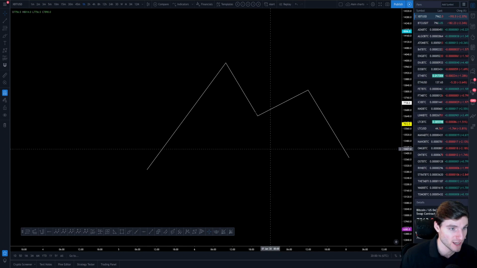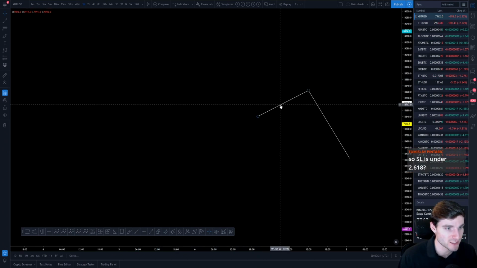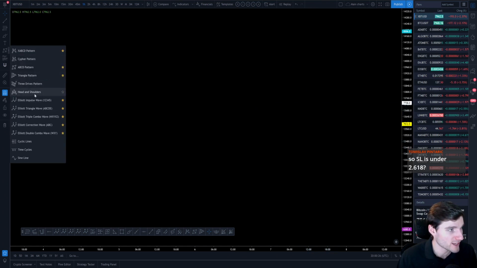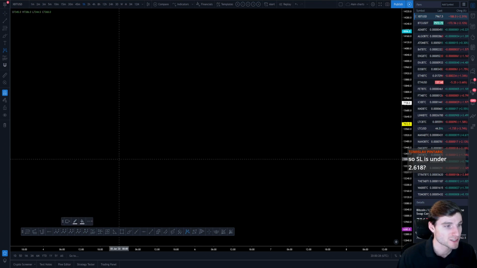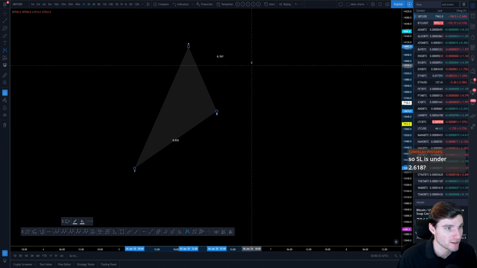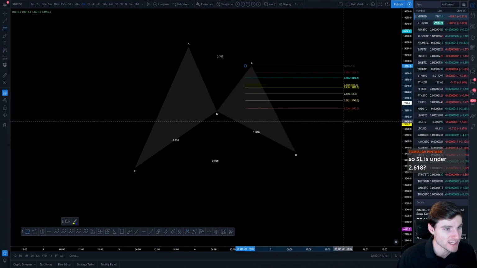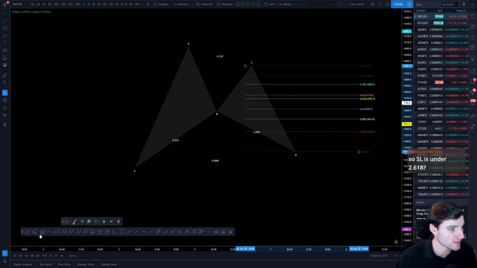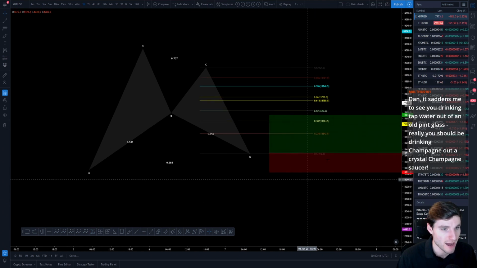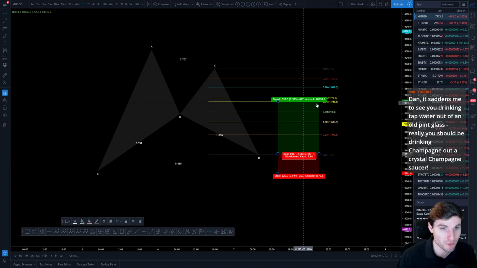So let me visually explain this to you, and I guess it would be even better if I use the proper tool. So let's just delete this a second. We'll use the proper tool, and that's located by the left here, and it's the XABCD. So let's say we got our impulse down, up, and down to the 886. What we would then do is go from C to D, and we'd be looking for our long position, stops below the low.